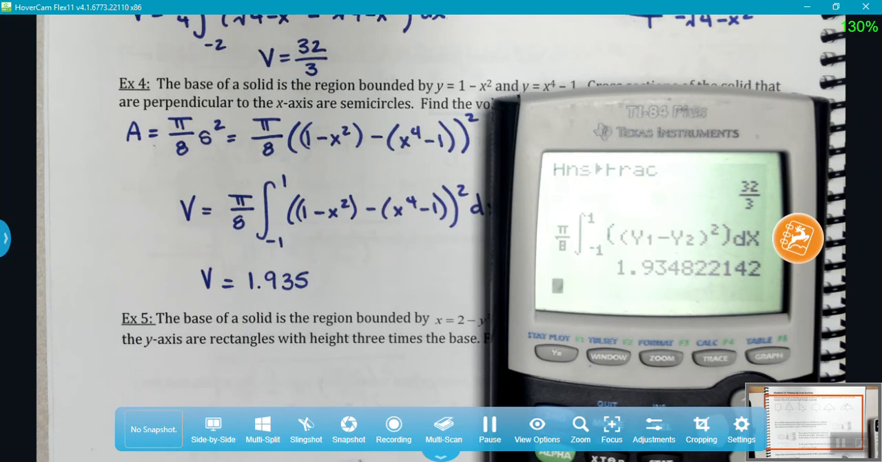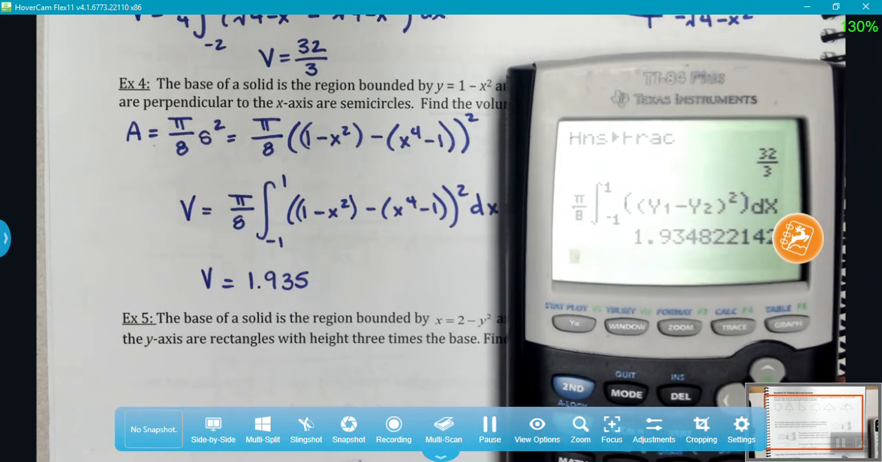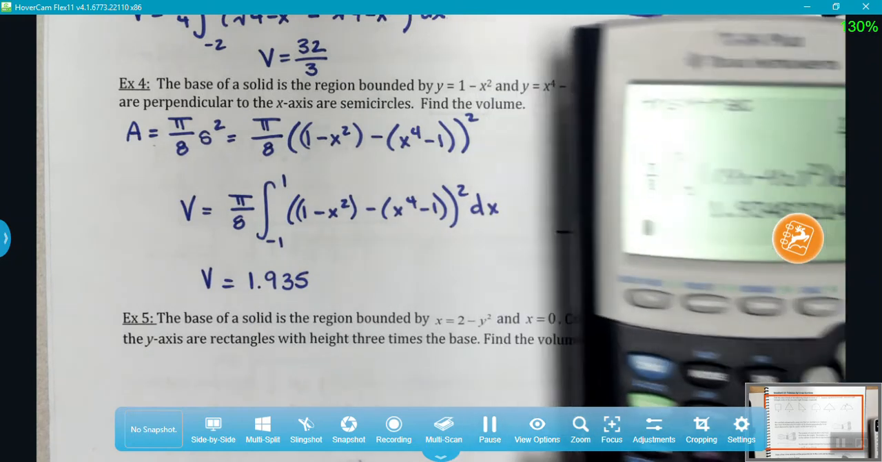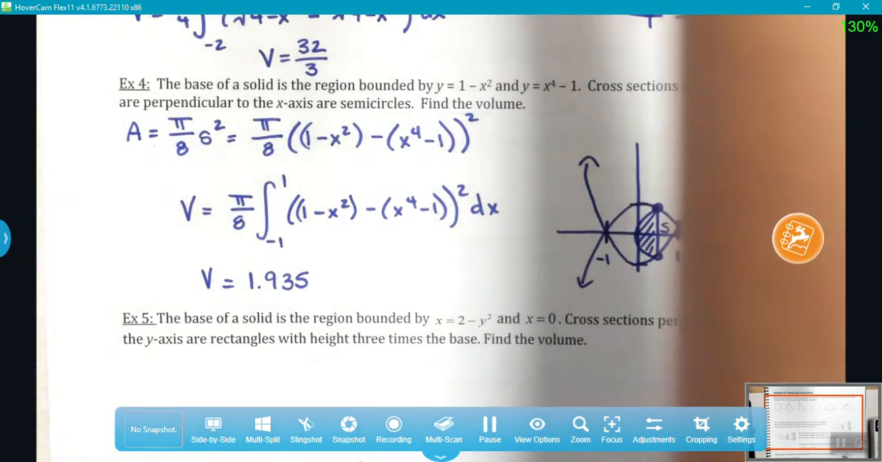Are you getting a good handle of this? Of course. Yeah, there's just one more that we have to do. Now this one's a little bit different.